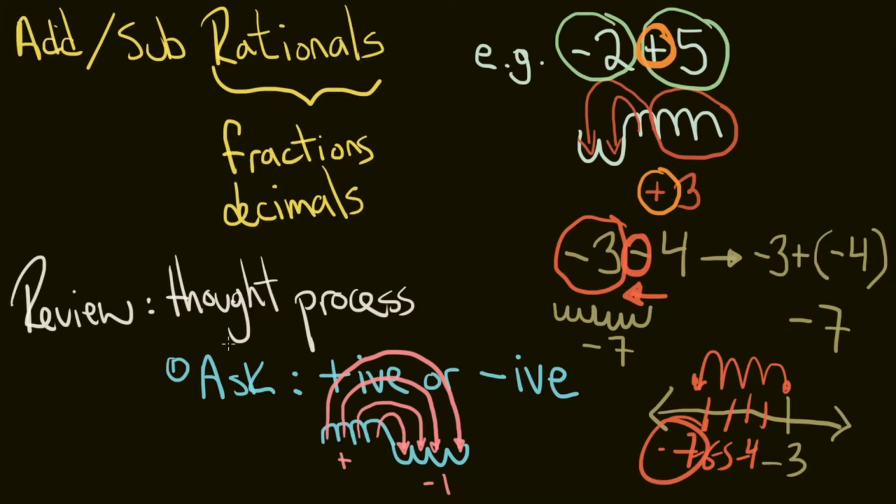So the thought process. Figure out, no matter what, instantly, will your answer be positive or negative? That will stop most of the problems. Well, what's the second thing in your thought process? What's number 2? We're still on thought process.